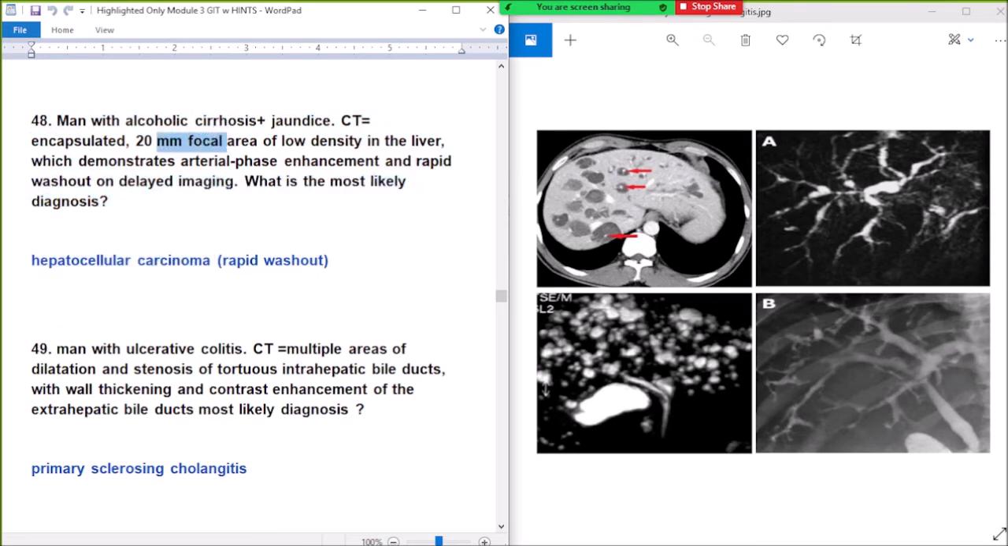So, man with alcohol and cirrhosis plus jaundice, and there's a focal area of low density in the liver, which shows washout on delayed imaging. Diagnosis: hepatocellular carcinoma. Rapid washout.